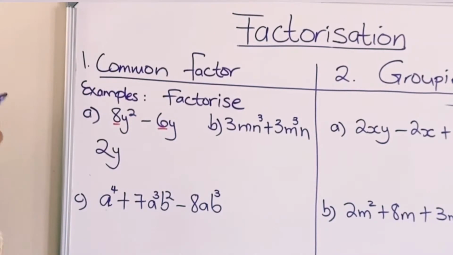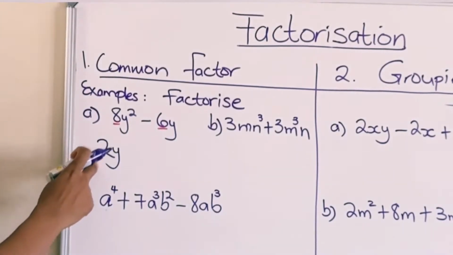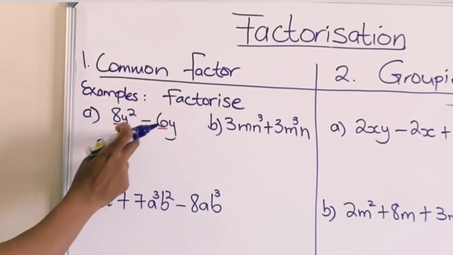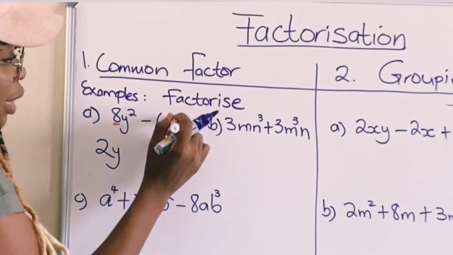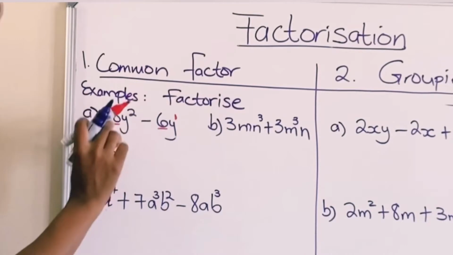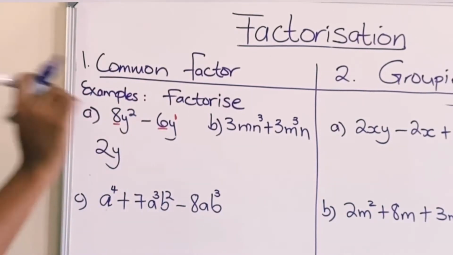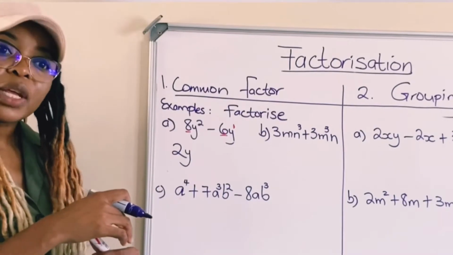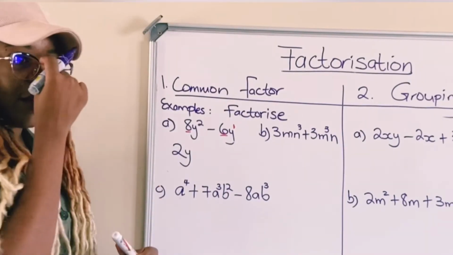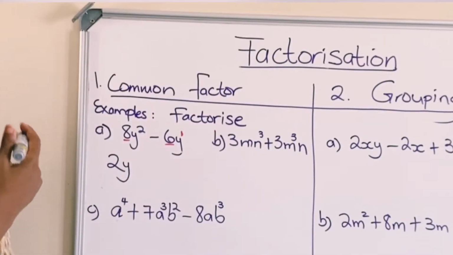But please make sure that when you put the y outside, always look for which one is the smallest power. Which one has the smallest power? We know that when there's nothing, there's 1. So if there's a y to the power 1 and a y to the power 2, and we know that 1 is smaller than 2, we know we are going to have y outside. Then we know, okay, now we have factored out our common factor, our highest common factor.